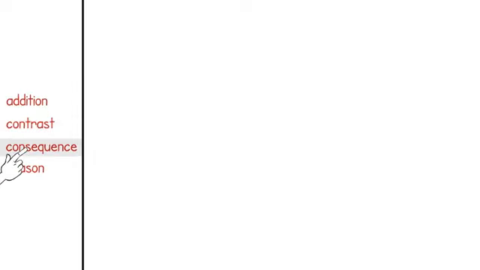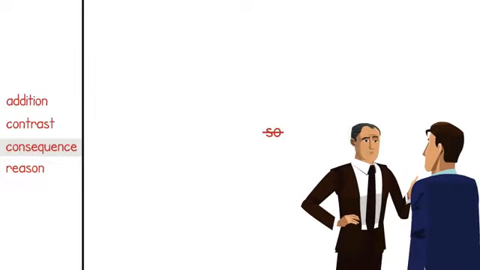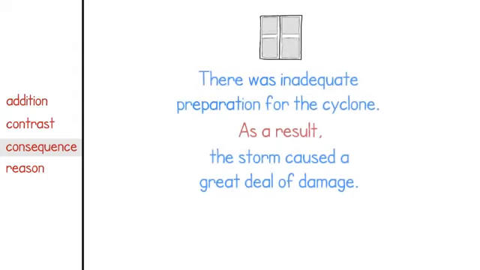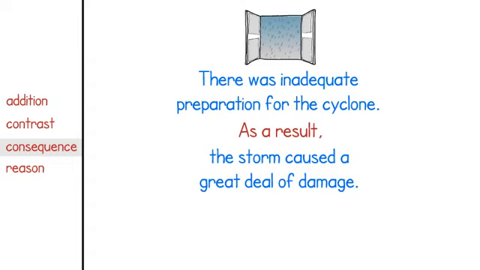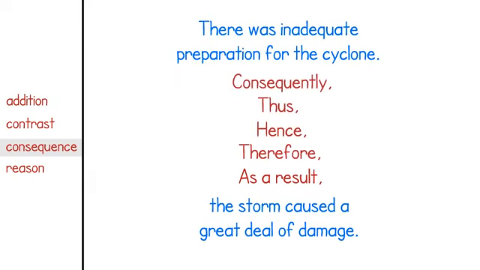Now let's turn to linkers related to consequence, like so. Again, so is a fairly informal word, and for academic writing we might choose alternatives. For example, there was inadequate preparation for the cyclone. As a result, the storm caused a great deal of damage. On the screen are some other ways we could say this, using consequently, thus, hence, and therefore.